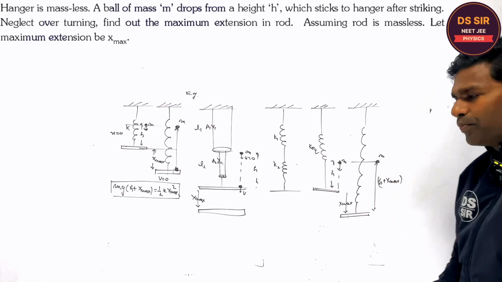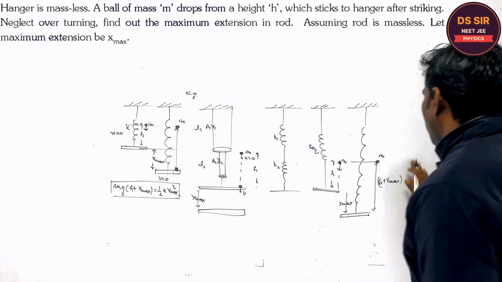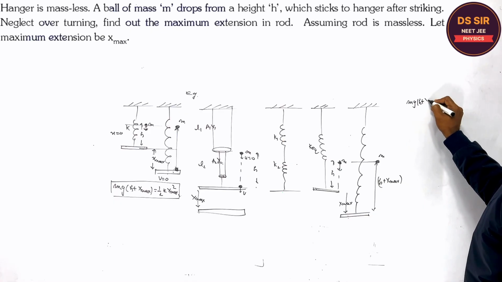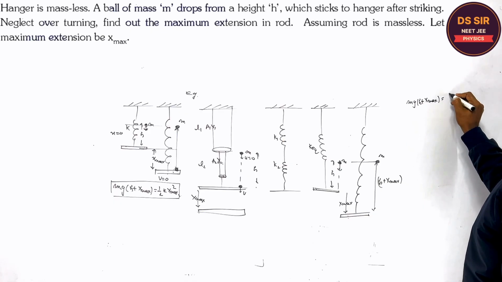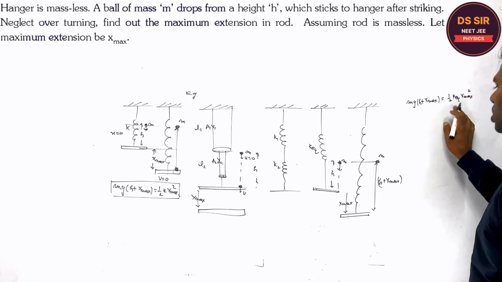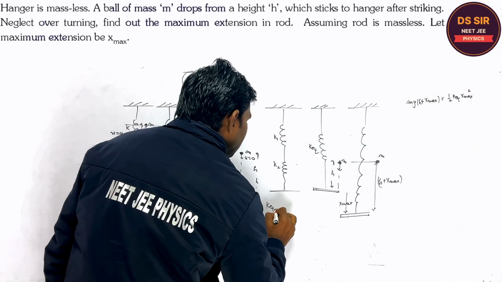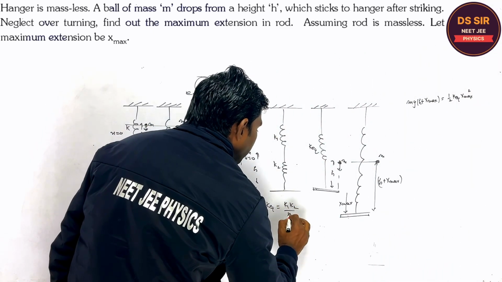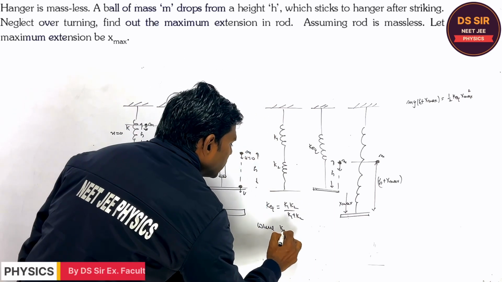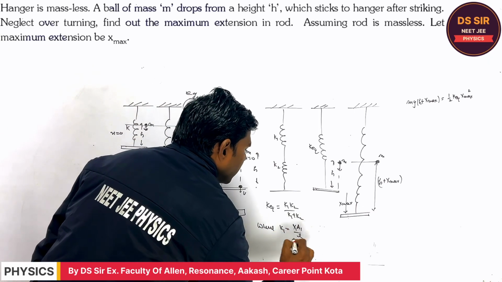So what you have to do? The same concept again: mg(h plus x max) is equal to half into k equivalent into x max square. Now what is the k equivalent? The k equivalent is nothing but k1 k2 upon k1 plus k2. And what is k1 and what is k2? k1 is y1 a1 upon l1.